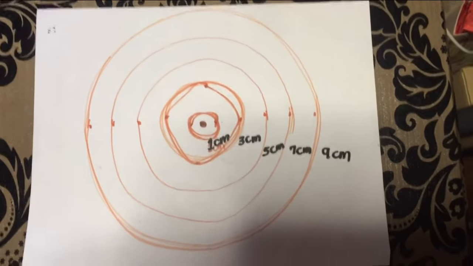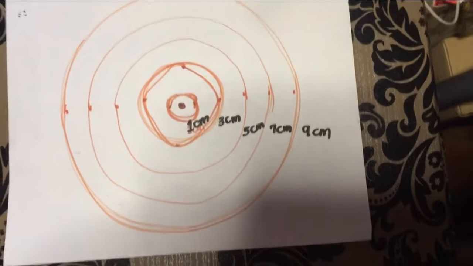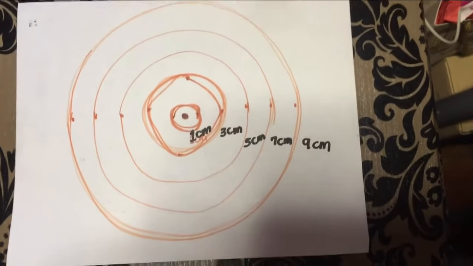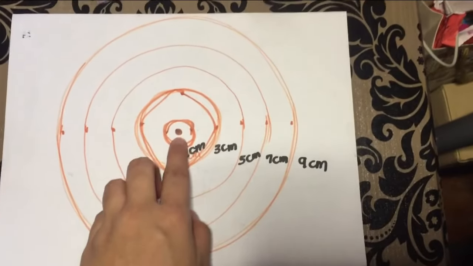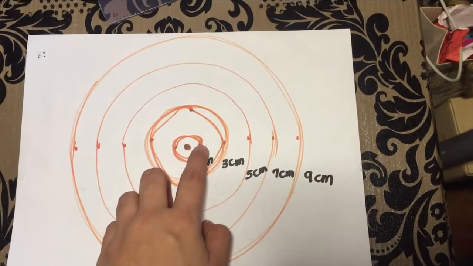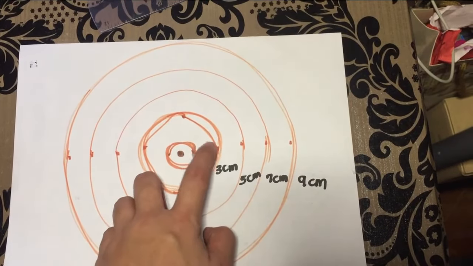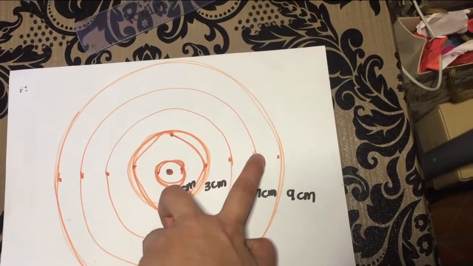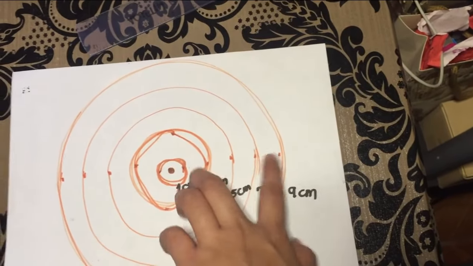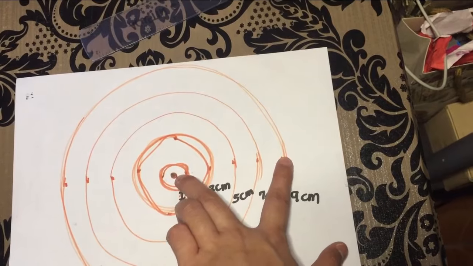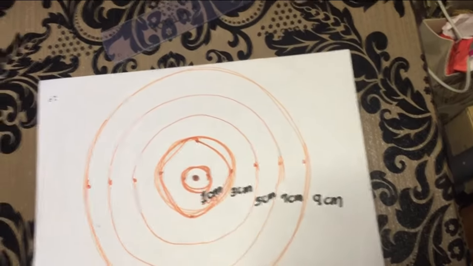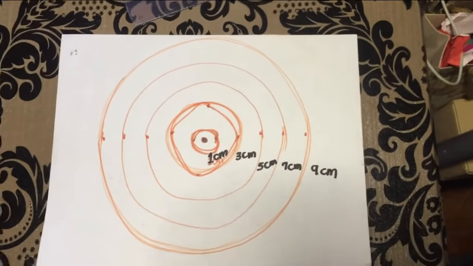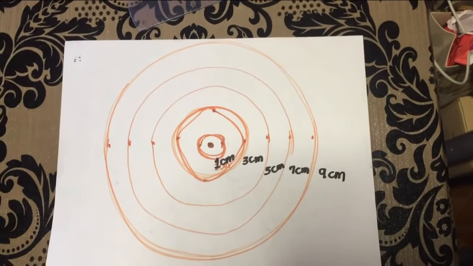So, ito na yung final product natin, no? Okay lang yan, kahit di masyadong perfect. So, 1 centimeter, then 3 centimeter, 5 centimeter, 7 centimeter, and 9 centimeter. So, ayan, 9 centimeter yan. Mula dito hanggang dito, 9 centimeter yan. So, almost ma-occupy mo yung isang buong bond paper.